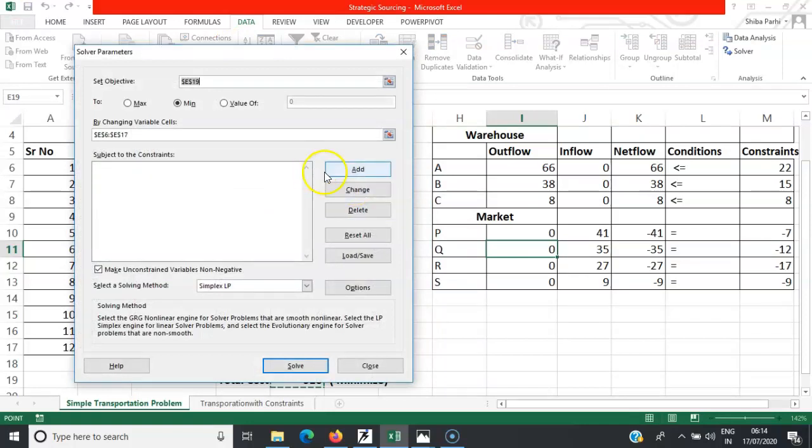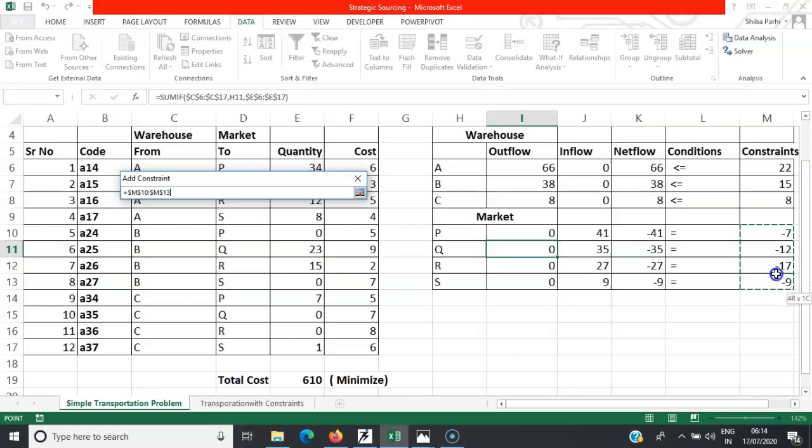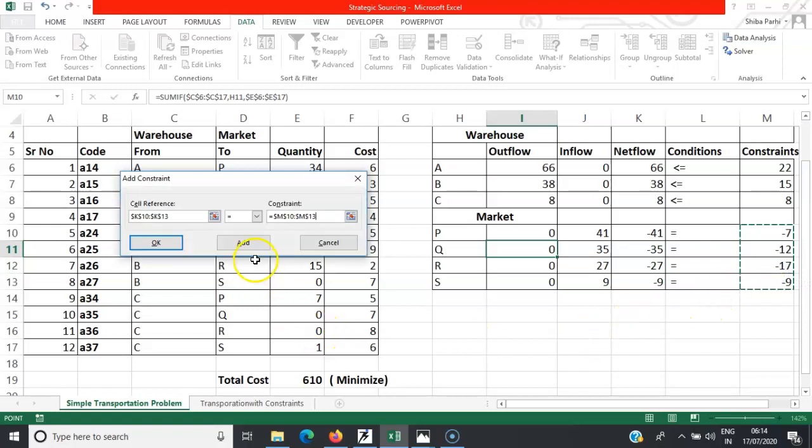So the first constraint: add constraint one, that the net flow from these three should be less than or equal to 22. The factory can produce more, but they can only supply as per the requirement quantity. So this is the first constraint. But the net flow for the market requirement should be equal, we should always fulfill the market requirement. The constraints for the receiving points are -7, -12, 17.